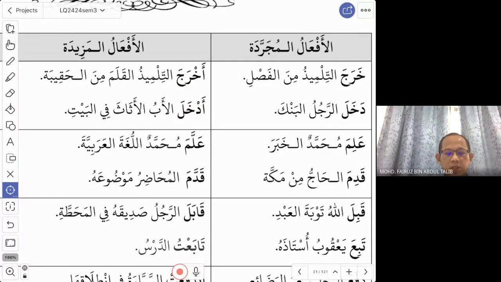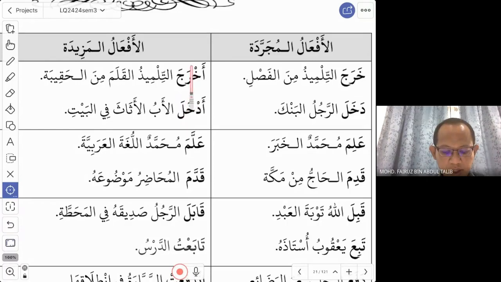So the importance of knowing mazid and mujarrad is that when you want to look up a meaning in the dictionary, they will only list the root word. For example, you want to know the meaning of akhraja, you will never find this word in the dictionary. If you go to the letter alif, you will never see akhraja. So how are you going to find the meaning of akhraja?